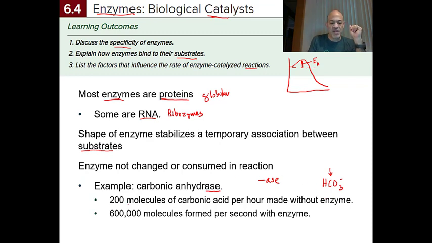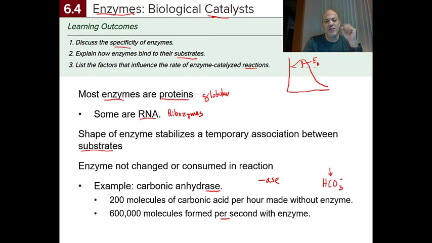Without the enzyme, only about 200 molecules of carbonic acid per hour can be made. But when you have the enzyme in there, you can make 600,000 of those reactions occur per second. That is an amazing jump in the speed at which you can cause the reaction to occur. The reaction might not normally occur at any significant rate. Put an enzyme in there and boom, you've got a good reaction going.